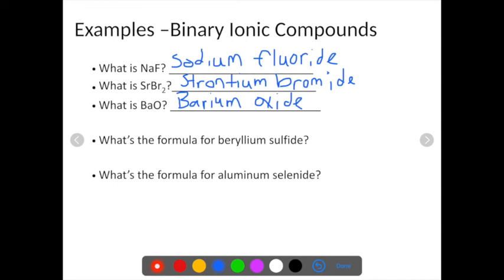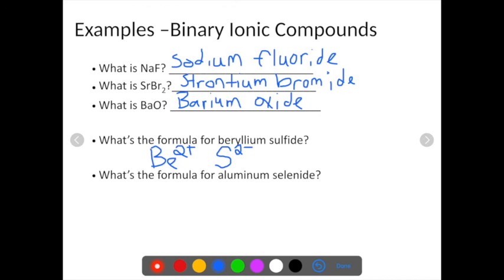Now we're going to go from name to formula. Beryllium sulfide. First thing we need to do is figure out the symbol for beryllium. It's just Be. And then the charge for beryllium. Beryllium's in group 2, so it's going to have a +2 charge. And then sulfide is S, and it has a -2 charge because it's in group 6.